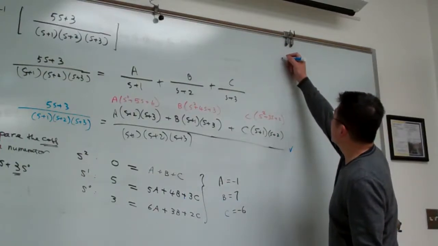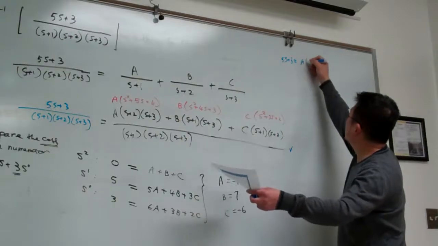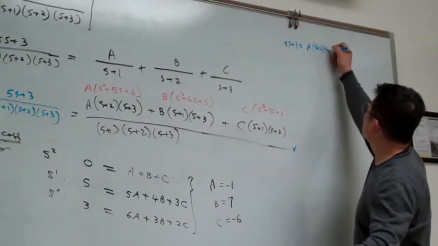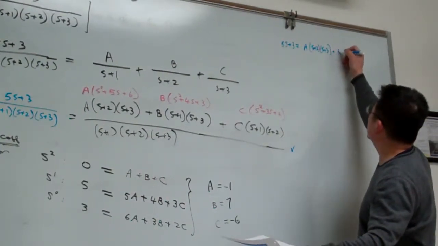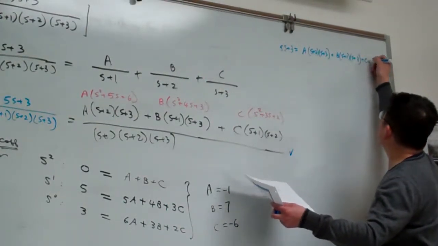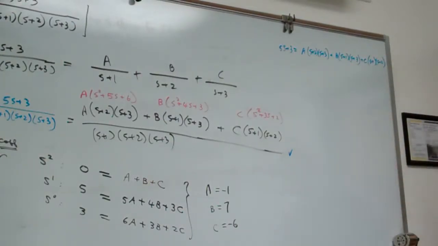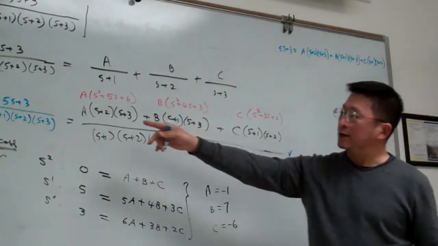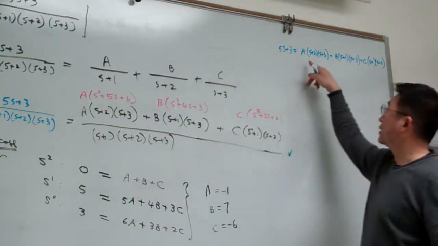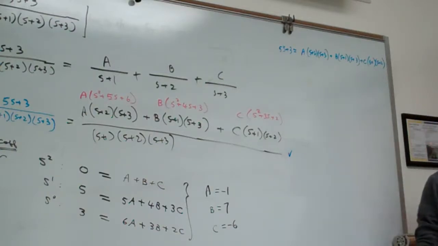So that means what we require is 5s plus 3 equal to A times (s plus 2)(s plus 3), plus B times (s plus 1)(s plus 3), plus C times (s plus 1)(s plus 2). I simply write out the numerator on both sides, the same thing as we started from here. This approach is working like this, and that's based upon the observations.